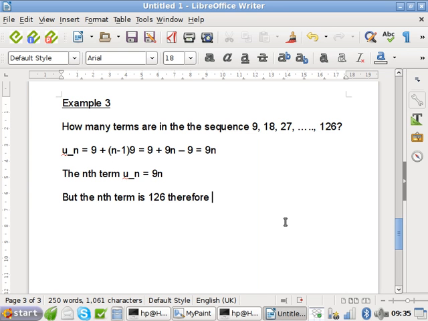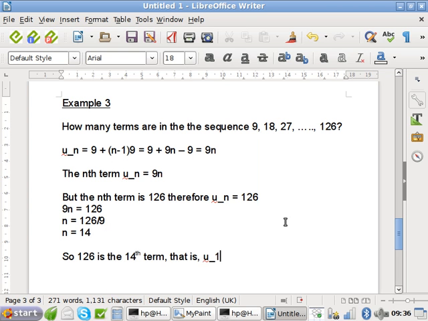Therefore, you can say Un equals 126, which means 9n equals 126, which means n equals 126 divided by 9. 126 divided by 9, so n equals 14. So 126 is the 14th term. That is U14 equals 126.